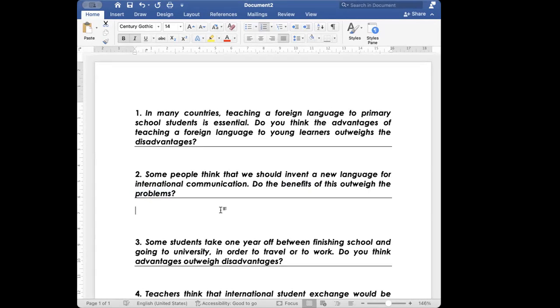What will be the advantage of a newly invented language? I've told you the advantage indirectly. I've told you that a new language will not be related to any culture. So there will be no fights among different people.